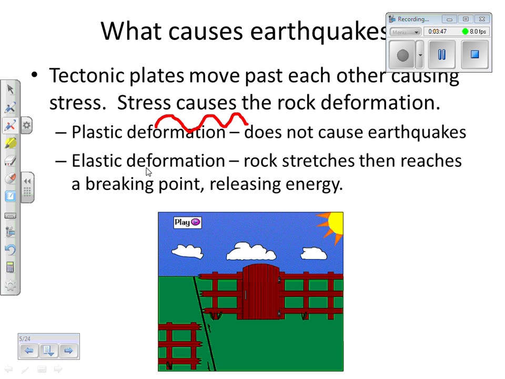Now, elastic deformation, on the other hand, is where rock gets stressed. That type of stress is called tension. And then the rock reaches a breaking point and energy is released. Now, that energy that is released is in the form of waves. It's not heat energy. It's not chemical energy. It's not electrical energy. It's seismic waves. The energy in the form of seismic waves. And we'll talk about the waves here in a minute.